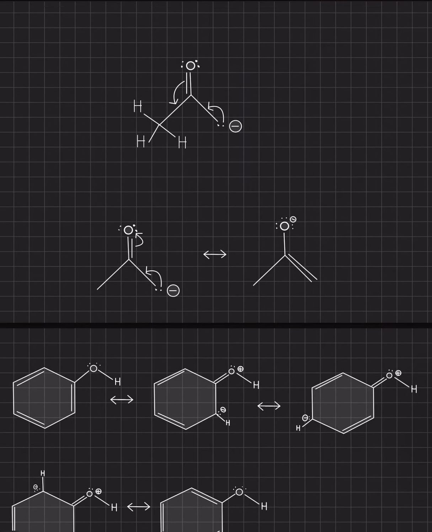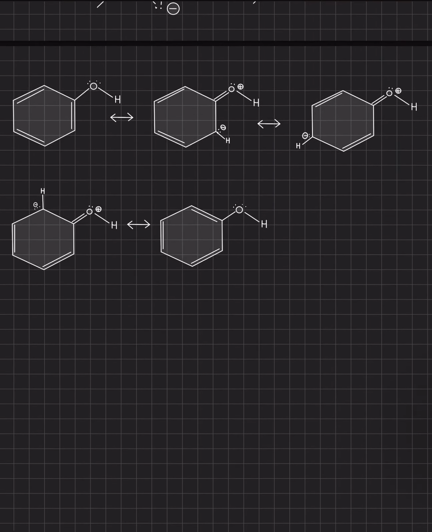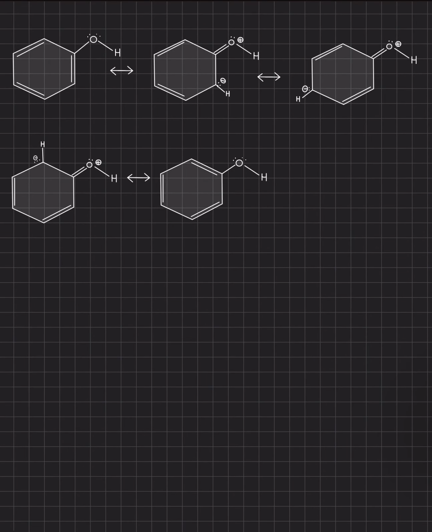So in this example, I'm going to show you how you can do resonance, step by step. So in this first step, if I move this pair of electrons, one, I'm changing the formal charge of oxygen, which is why you see a positive on the next resonance structure. Because again, now oxygen is going to have a positive formal charge. That's one thing to note.